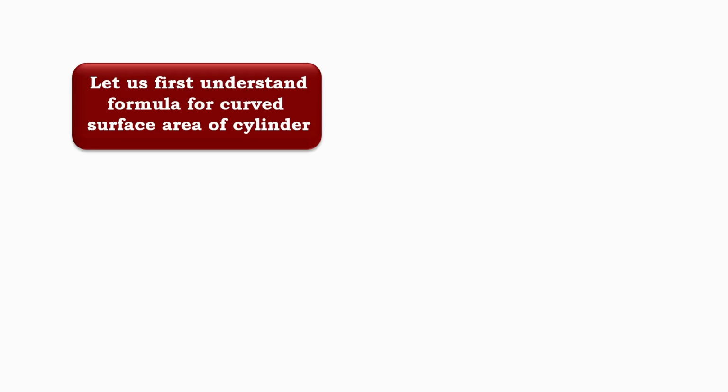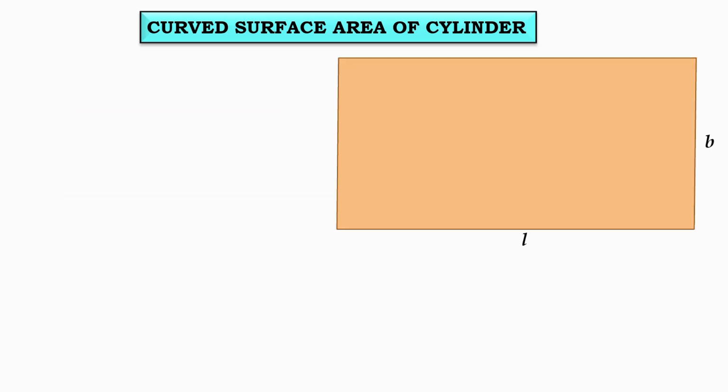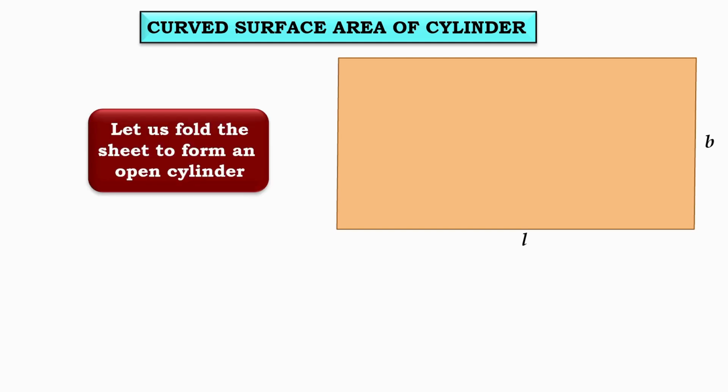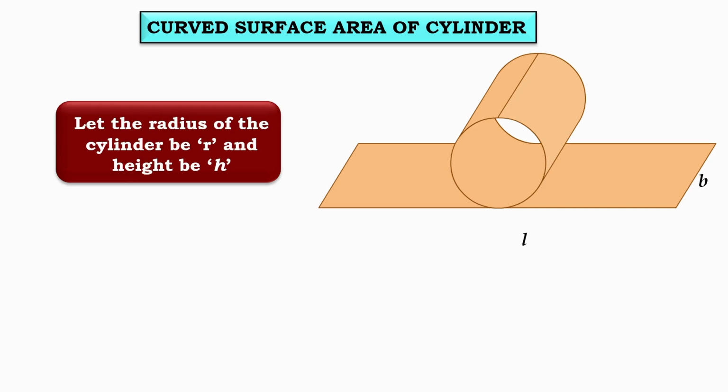Now let us first understand the formula for the curved surface area of a cylinder. So what is the curved surface area of a cylinder? Let us take a rectangular sheet of length L and breadth B. Now let us fold the sheet to form an open cylinder. Let us fold it first. If we roll it, it forms an open-ended circular cylinder, right? Let the radius of the cylinder be r and the height be h.